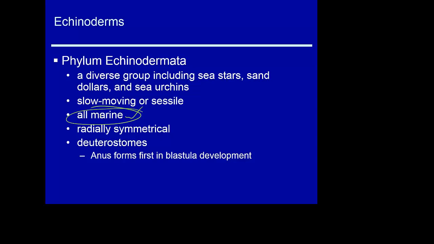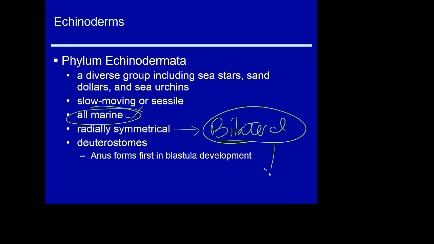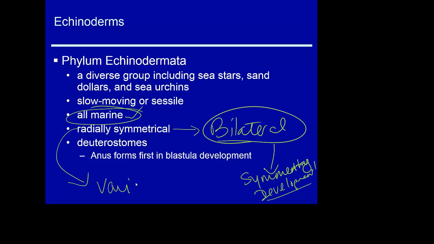They are radially symmetrical at some points, but we classify them as bilateral in their symmetry because symmetry is all determined during development. And I will show you that these organisms in their larval stage are bilateral. So what we usually look for is what we call variations in symmetry or alternating symmetry throughout their life cycle. In our Deuterostomes, we've talked before, anus forms first. These are kind of the highlights.